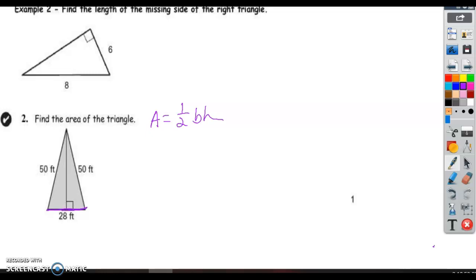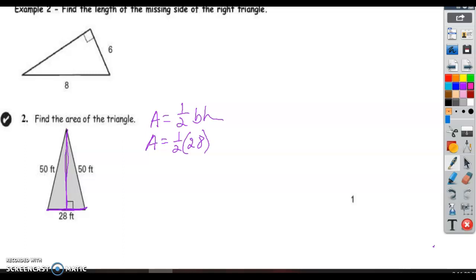Here's the base. Shoot, we don't know the height. We're going to have to find it. Well, let me go ahead and put in the base. We know the base is 28, and that's feet. But we don't know the height. We're going to have to find it.